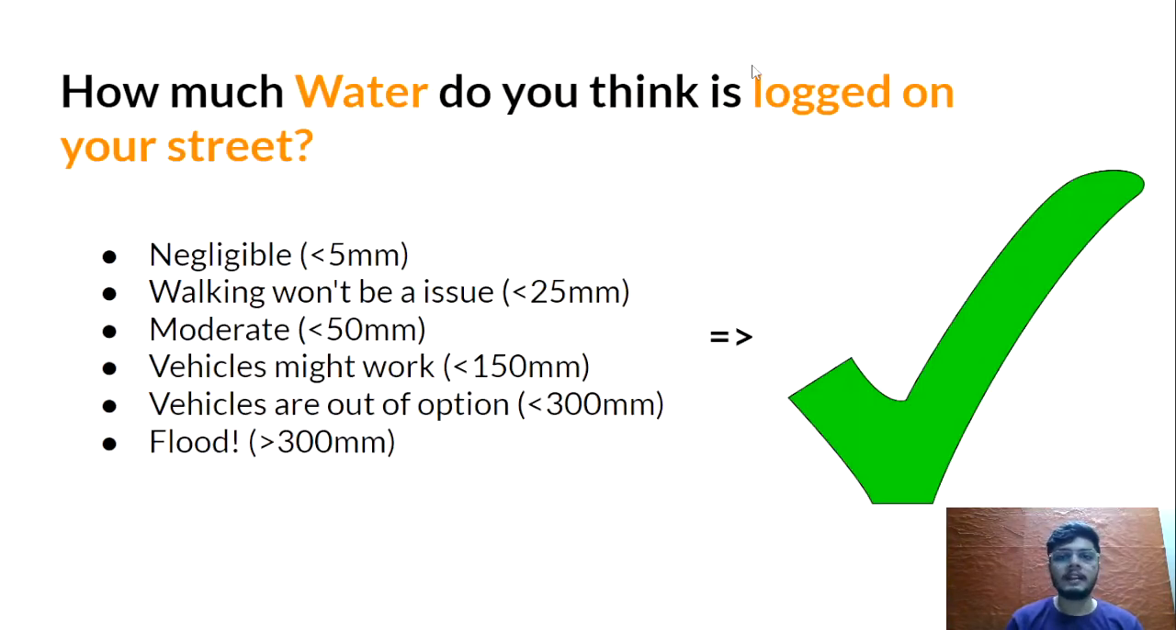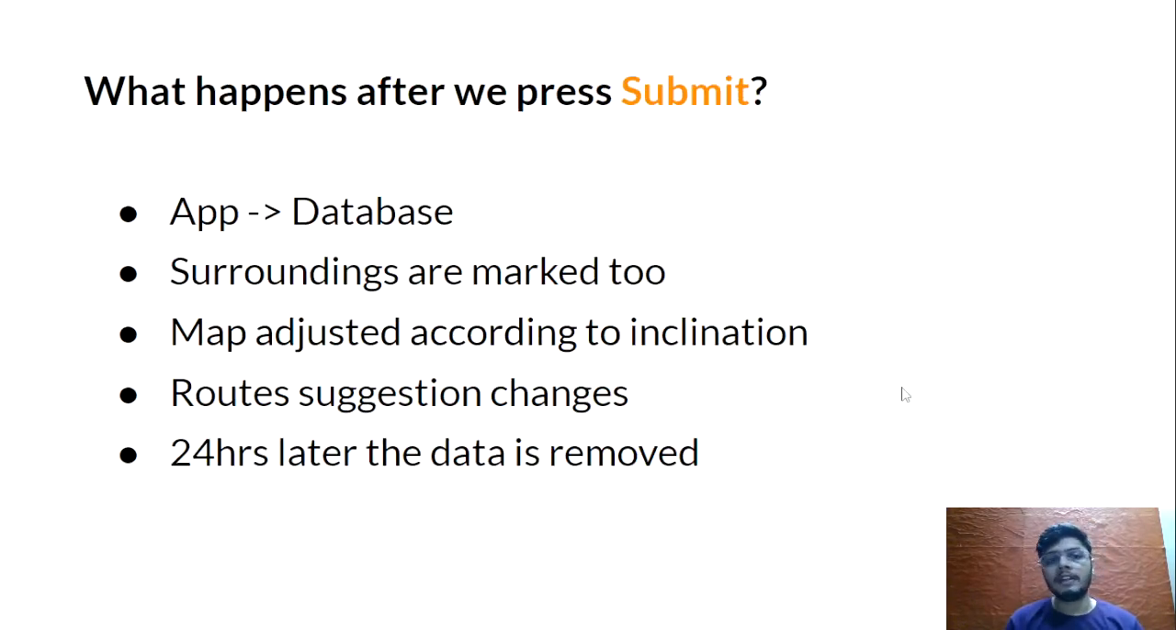So how does the reporting work? You look out of your window, you can guess how much water is logged, and the app will ask you a question: how much water do you think is logged on your street? These are the 6 options a user can select, basically just a measure of how much water has been collected. Then you just press submit, and the app stores the data into the database, and then surroundings are marked too, because the neighboring areas might have the same waterlog situation.